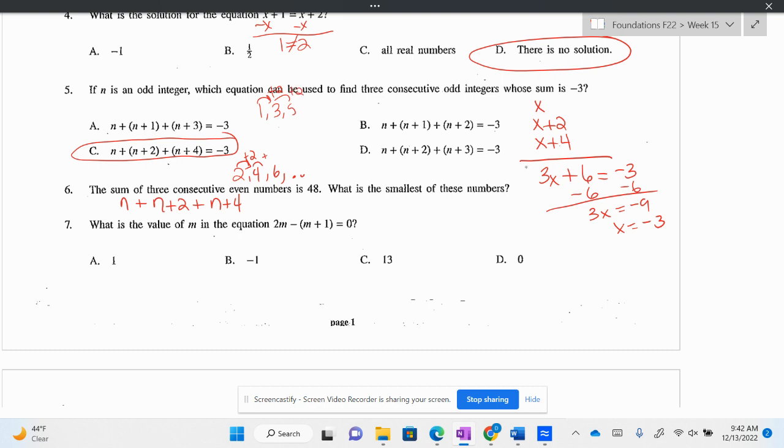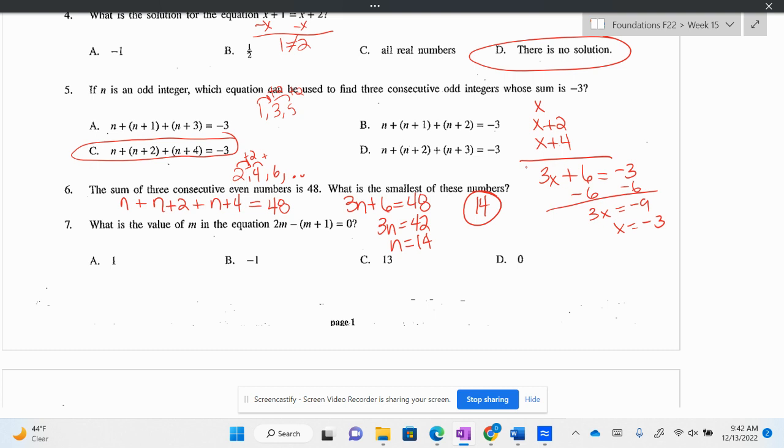So I'm doing consecutive even numbers that add up to 48. That gives me 3n plus 6 equals 48. When I subtract 6 from both sides, I have 3n equals 42. Divide both sides by 3, and n equals 14. And 14 is the smallest of those numbers.